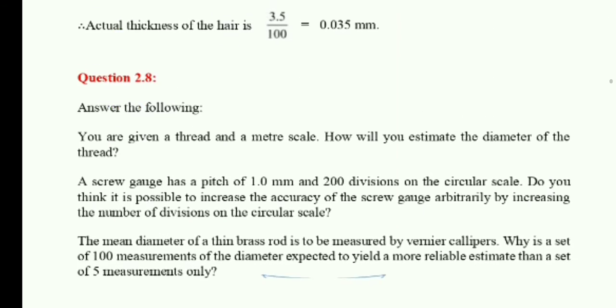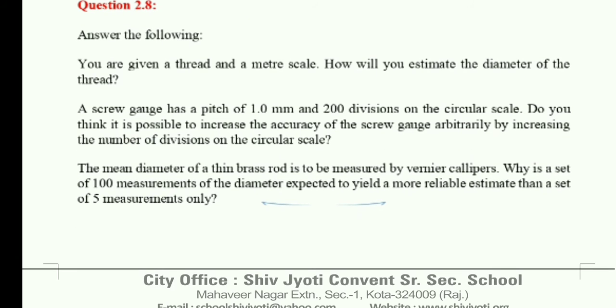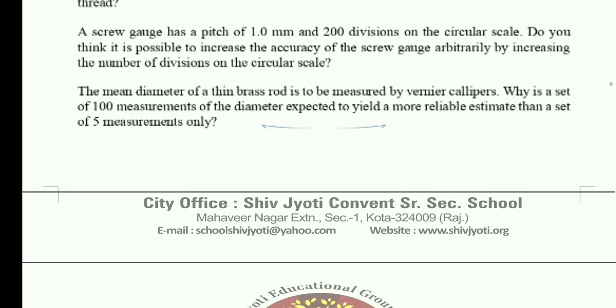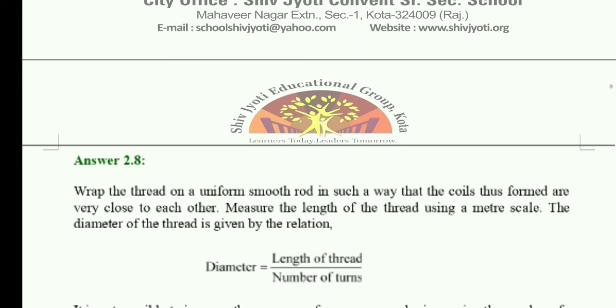Now come to question number 8. Answer the following. There are three questions. You are given a thread and a meter scale. How will you estimate the diameter of the thread? Okay. Now one by one we will discuss each question. So come to part A. Answer of part A.